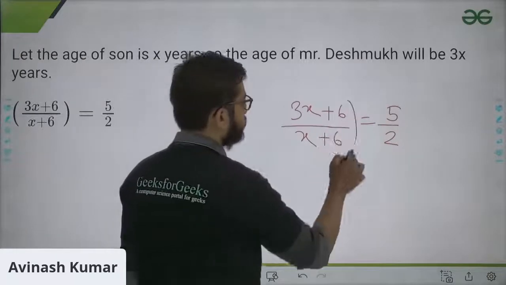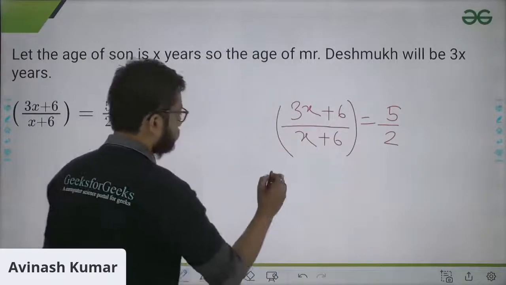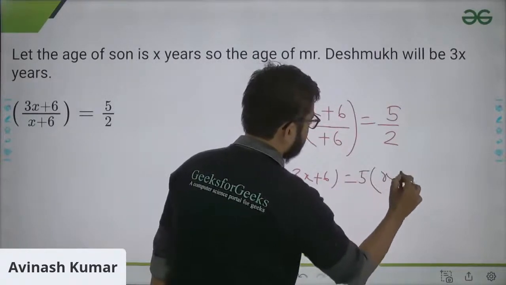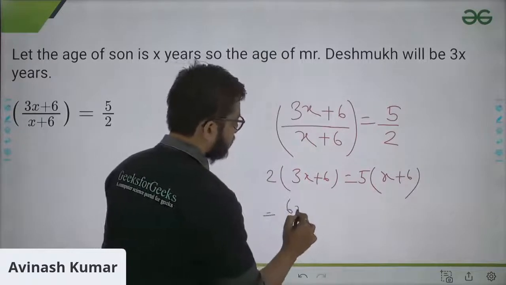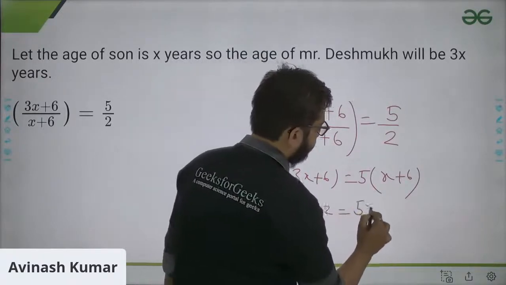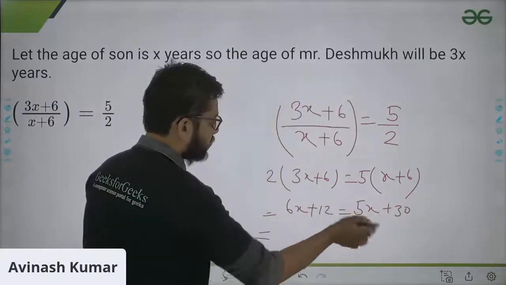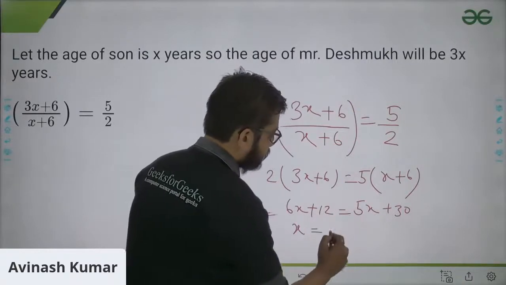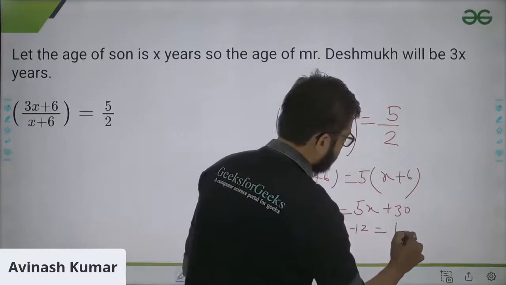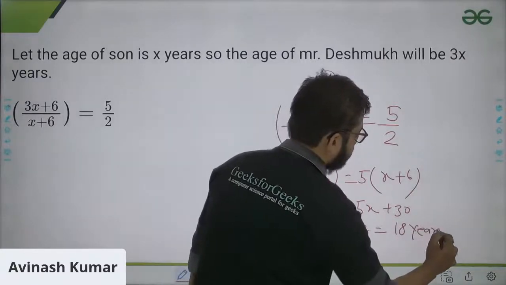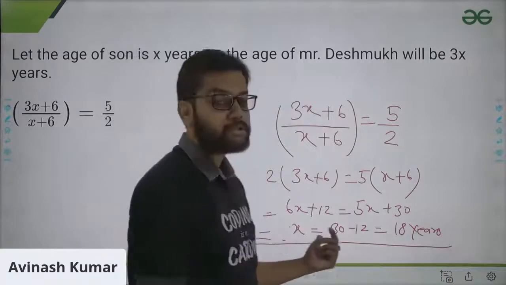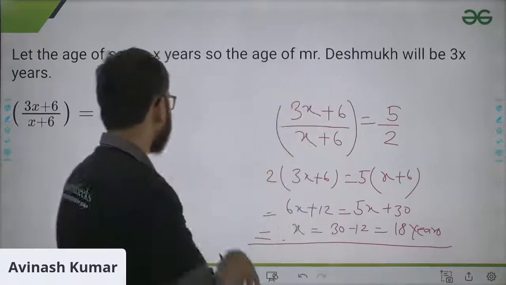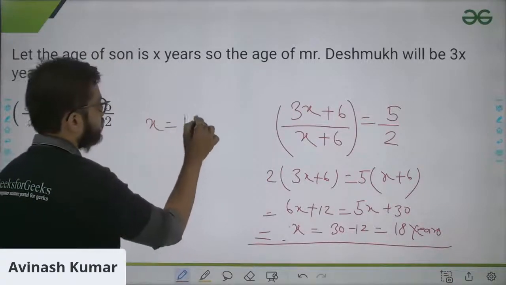Now just do the cross multiplication. So 2 times (3x plus 6) is equal to 5 times (x plus 6). It's like 6x plus 12 is equal to 5x plus 30. Now 5x will come over there, so 6x minus 5x is x, and 30 minus 12 is 18. So we have assumed that the age of son is x years, then the value of x is 18 years. So the age of son is 18 years.